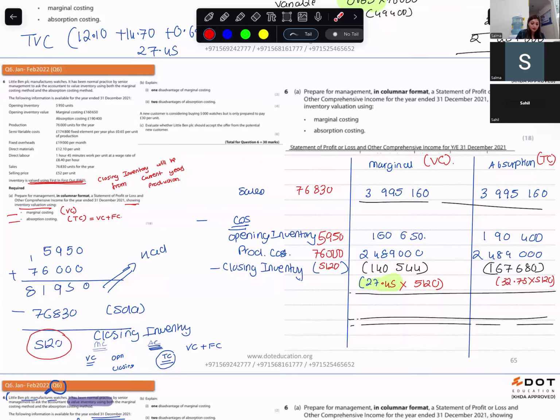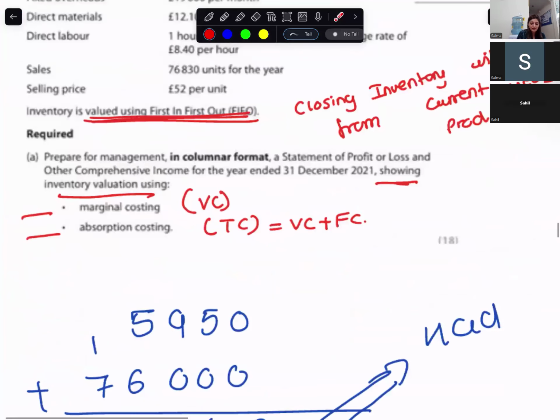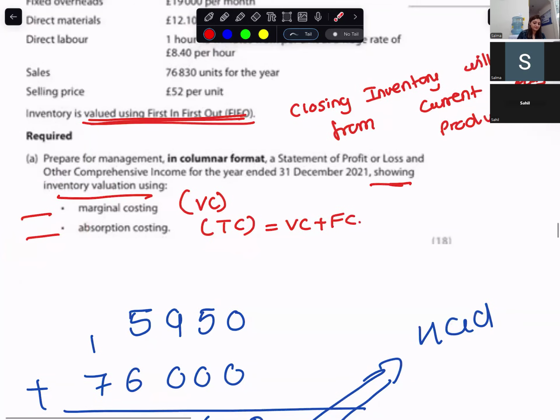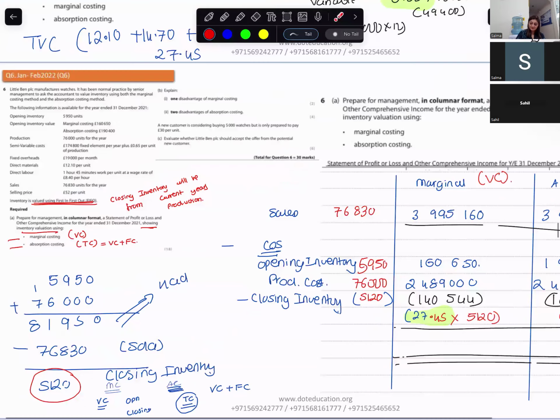And please note, you are doing inventory valuation using different methods. You are doing inventory valuation using marginal costing, only variable cost, and inventory valuation using absorption costing, the total cost. Are you with me? Yeah, I got it now, miss.